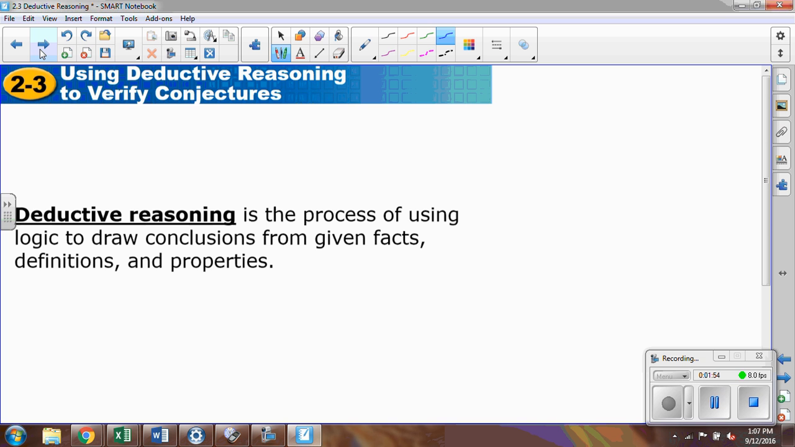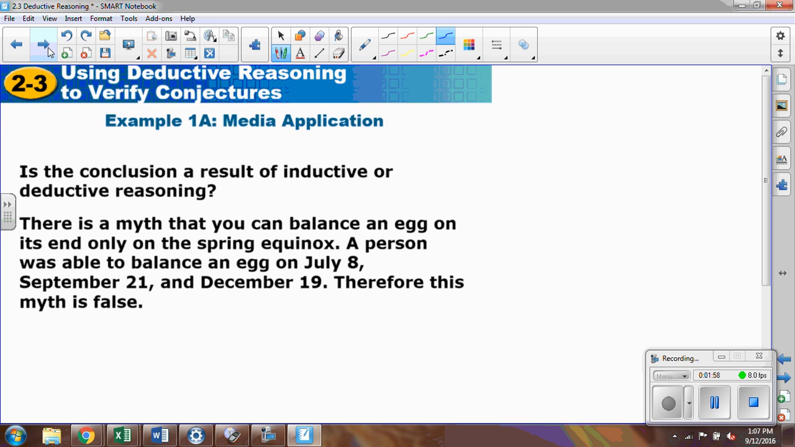Inductive reasoning follows a pattern. And so the first thing we want to be able to do is identify, are we using inductive logic or deductive logic? And here's our first example. Is this conclusion a result of inductive or deductive reasoning?